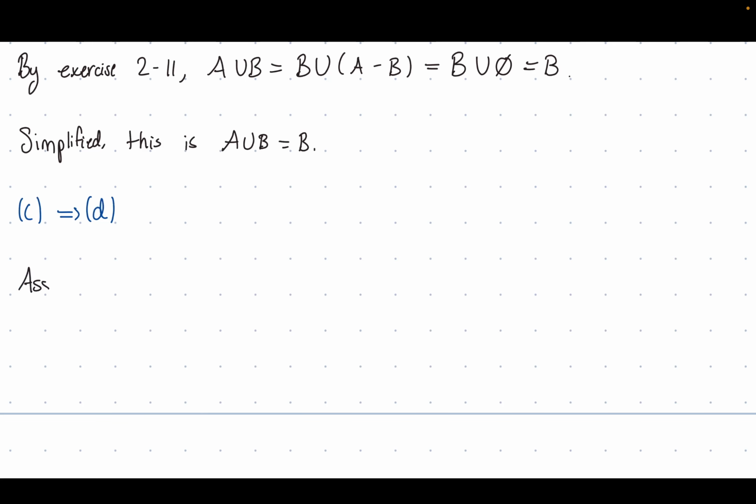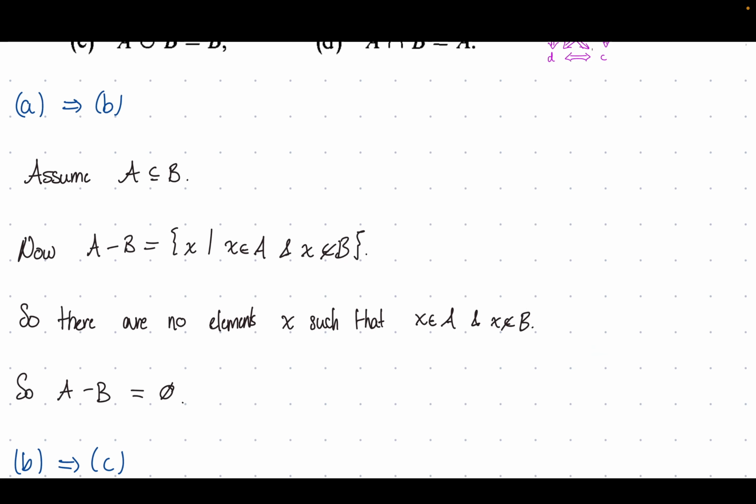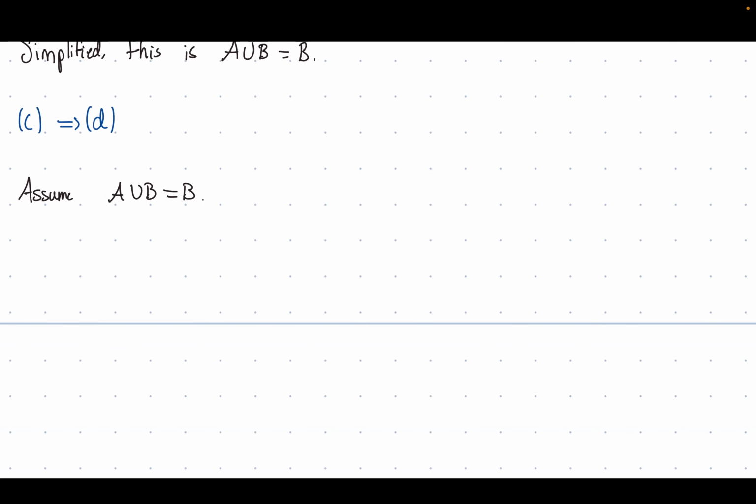So let's assume that A union B is equal to B, right? And we're trying to show that A intersect B is equal to A. To show that these two sets are equal, we want to show that they're subsets of each other, as usual: A intersect B is a subset of A, and A is a subset of A intersect B.